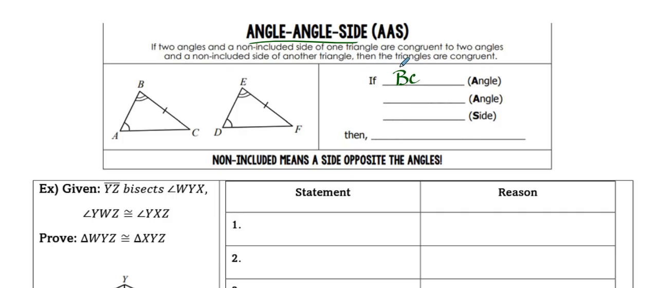So, gotta write it in the right order. If angle A is congruent to angle D, angle B is congruent to angle E, and then BC is congruent to EF. That's an angle, angle, and a side. That would show that those two triangles are the same.